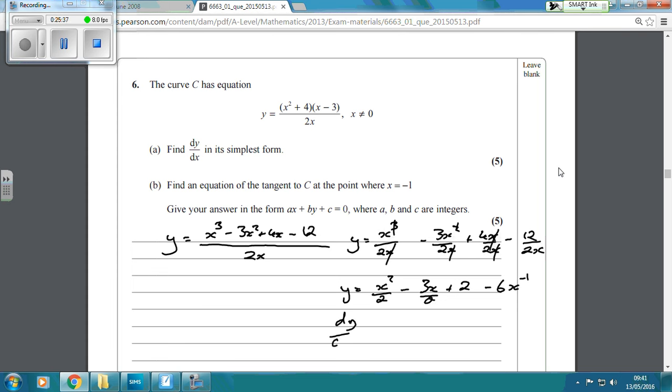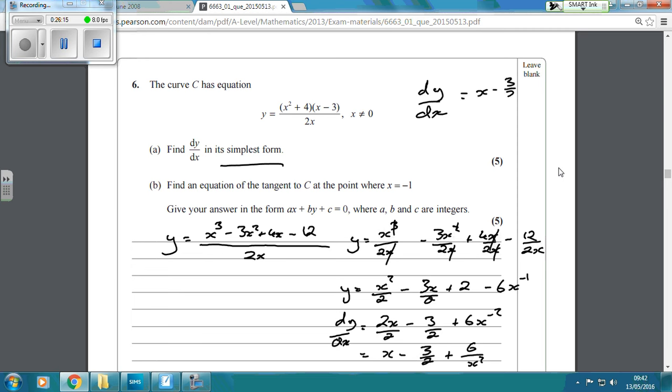So dy by dx will equal 2x over 2. The x is just going to go, so that's going to leave us with 3 over 2. We're going to bring the minus 1 down, so it's going to be plus 6x to the minus 2. And then it says in its simplest form, so we're going to then simplify that. So it's going to equal x minus 3 over 2 plus 6 over x squared. Okay, so if we write out our answer up here, so we can use the space again, x minus 3 over 2 plus 6 over x squared.